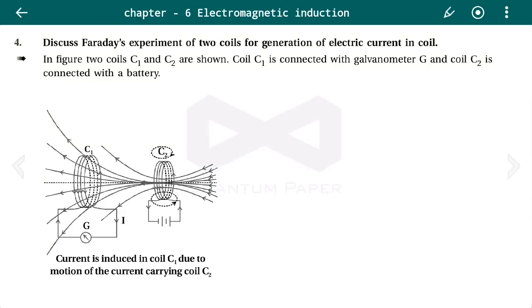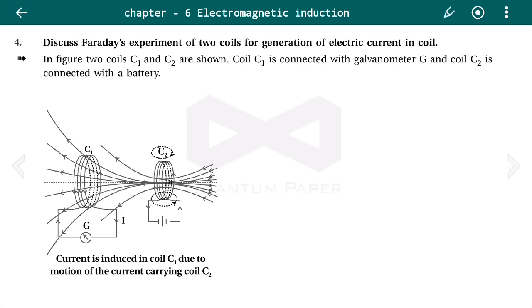Now let us discuss Faraday's experiment of two coils for generation of electric current in the coil. In the previous experiment we had seen that the bar magnet was taken with the coil, but here instead of the magnet we are taking another coil in which the current is passing. So in figure 2, coils C1 and C2 are shown.